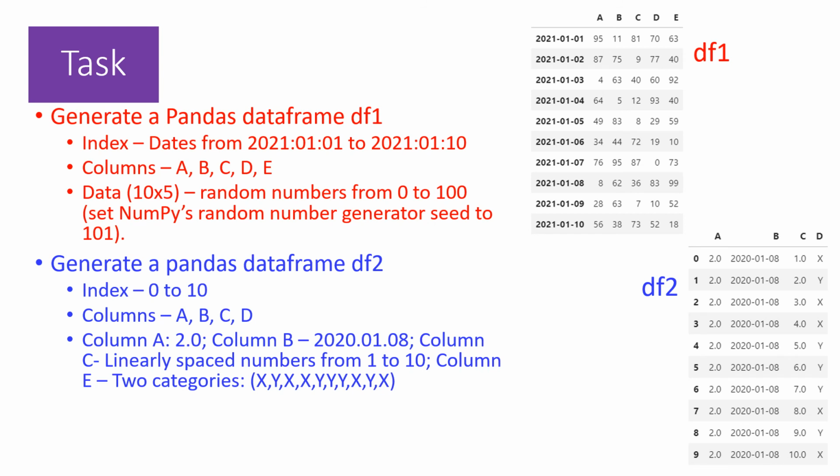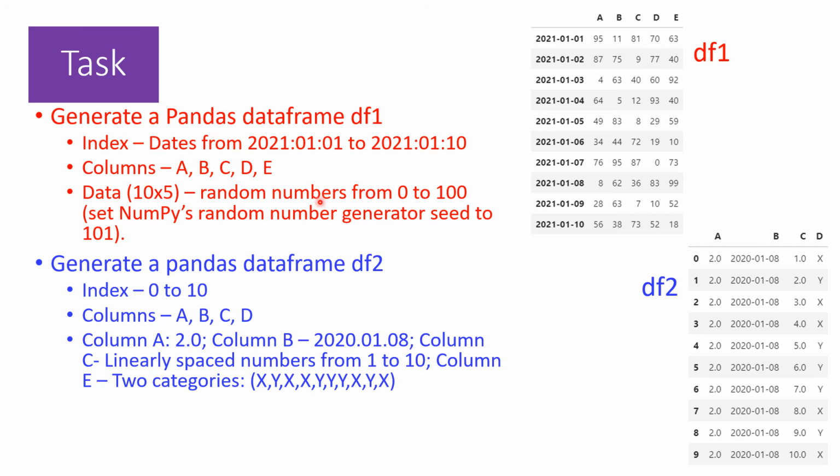So this is a task for you. In this task, we are going to generate two Pandas data frames, df1 and df2. So I have given the answer. In the first data frame, the indexes are dates from 1st January 2021 to 10th January 2021. The columns are labeled from A to E. So our data frame has a dimension of 10 by 5. You should follow NumPy's random number generator seed 2101 when creating this array.